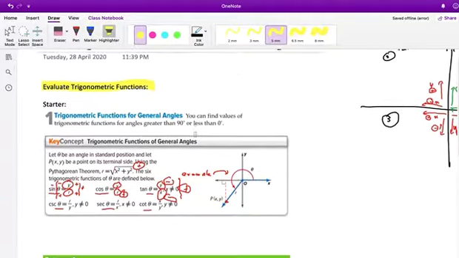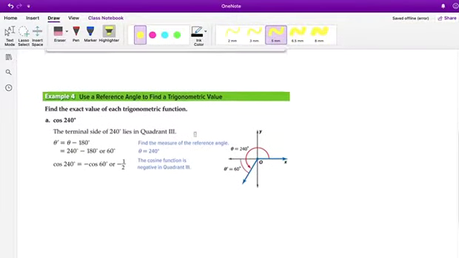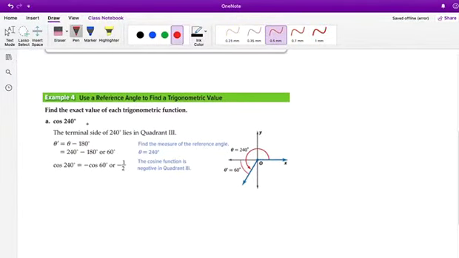How can I evaluate a trigonometric function? Let's go to this example below. Find the exact value of each trigonometric function. Let's look at this example and you will understand what I am talking about. First, as we talked about before, we know the meaning of reference angle.